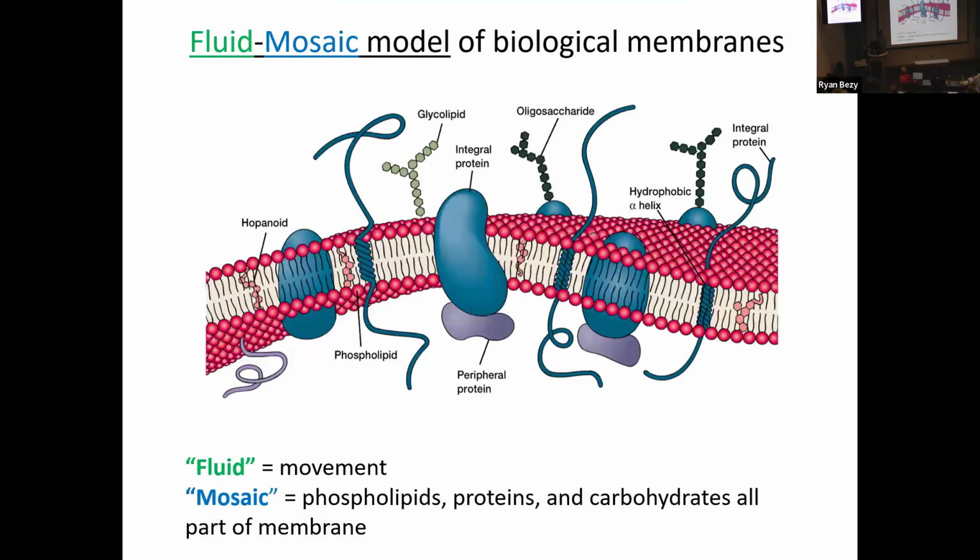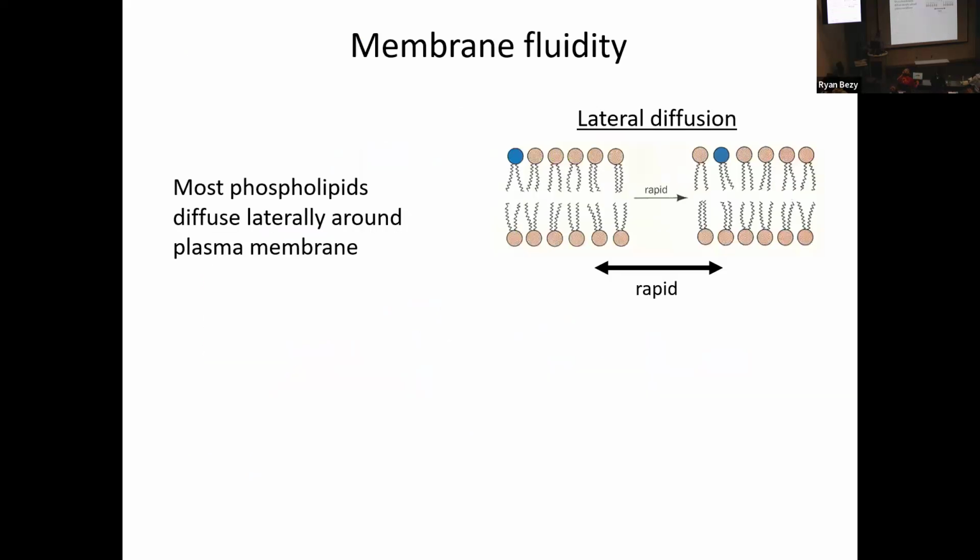Okay, so we talked a little bit so far about mosaicism. This is what I've talked about in more detail. It's a mosaic because it has phospholipid parts, protein parts, and carbohydrate parts that are all part of the membrane doing different things. There's also the fluid part, and the fluid is the movement part of the fluid mosaic model.